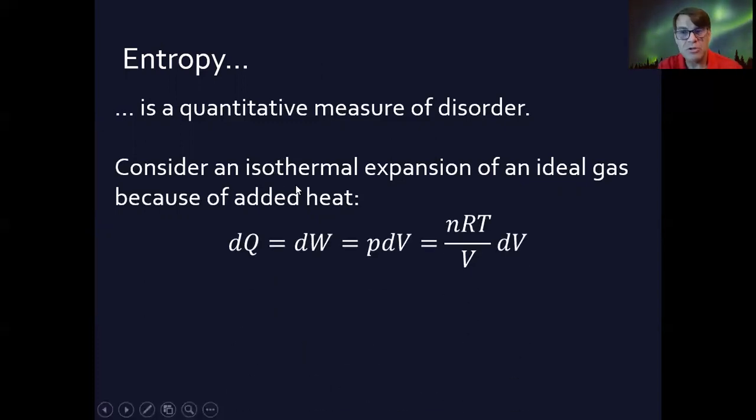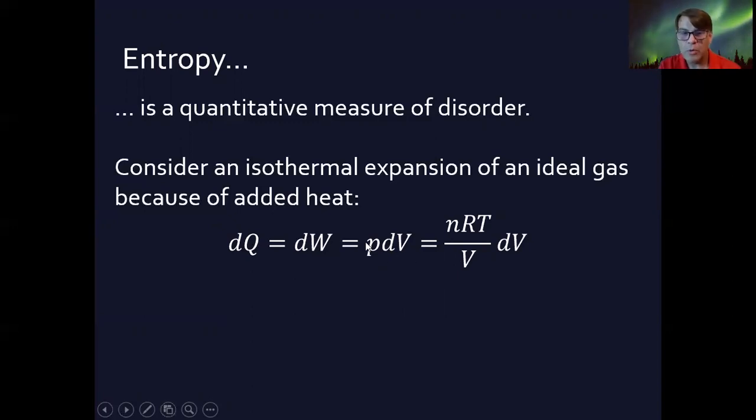So since there's no change in internal energy, ΔU equals Q plus W, right? Internal energy equals heat plus work. So if the change in internal energy is 0, then the infinitesimal change in heat is going to equal the infinitesimal change in work. Well, we know from earlier in the chapter that dW equals P dV, that the infinitesimal change in work equals the pressure times the infinitesimal change in volume.